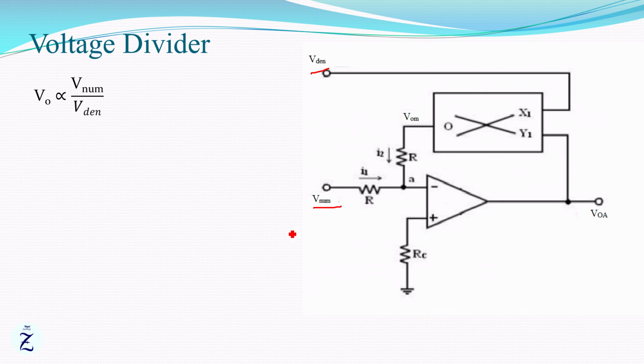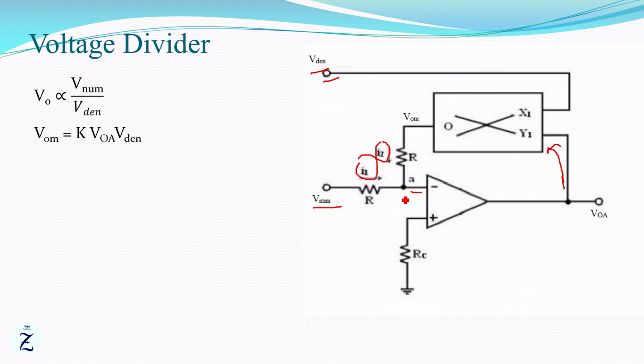Here we have an op-amp. Its output is connected to one of the inputs of AD633 and the other input of the AD633 is the V denominator. So the output of the multiplier will be equal to K into VOA into V denominator, where VOA is the output of the op-amp. Here the current is I1 and the current through this resistor is I2, and there is no current to the op-amp input because of the very high input impedance.